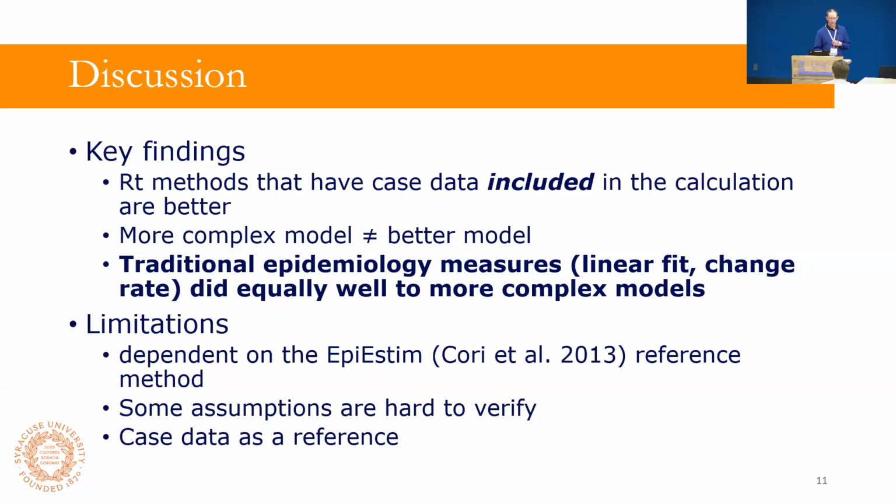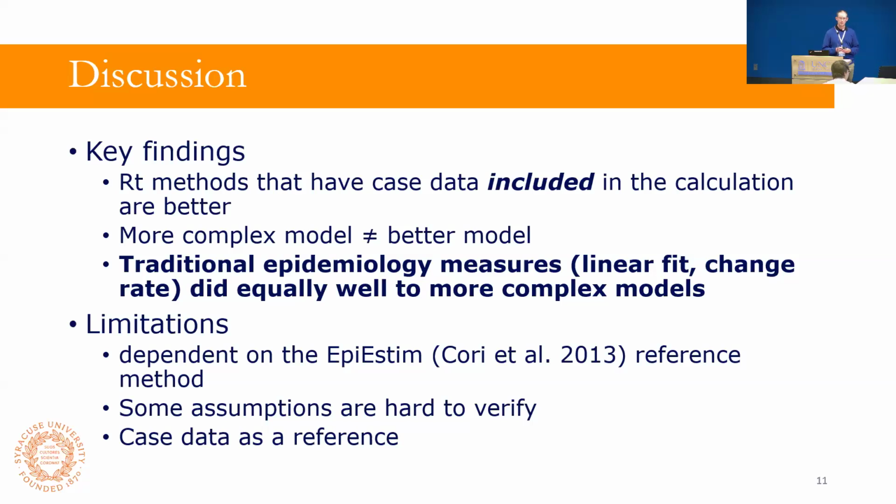So just to wrap up some key findings, the Rt methods that included the case data were a little bit more accurate. They're easier to use because you have case data to compare to. But we also found that the more complicated model didn't necessarily mean it was the better model, especially with those ones that took a lot longer to calculate. They were getting very similar estimates to the simpler models.